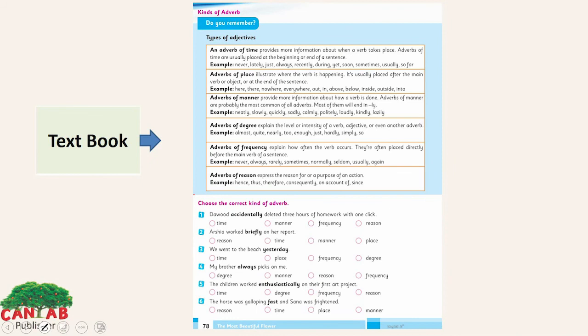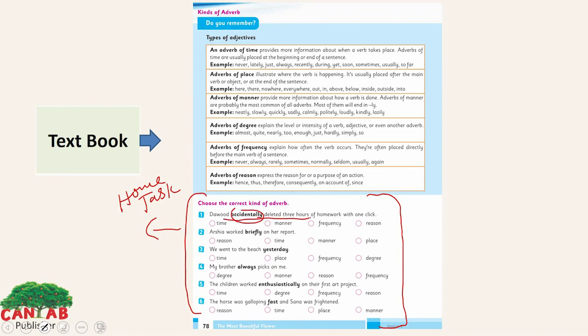So these 6 sentences of this exercise are your home task. We have discussed the types of adverbs in detail with examples, so it will be very easy for you to do this exercise. You have to choose one correct option for each sentence here for the bold letters. Daud accidentally deleted the 3 hours of homework with 1 click.